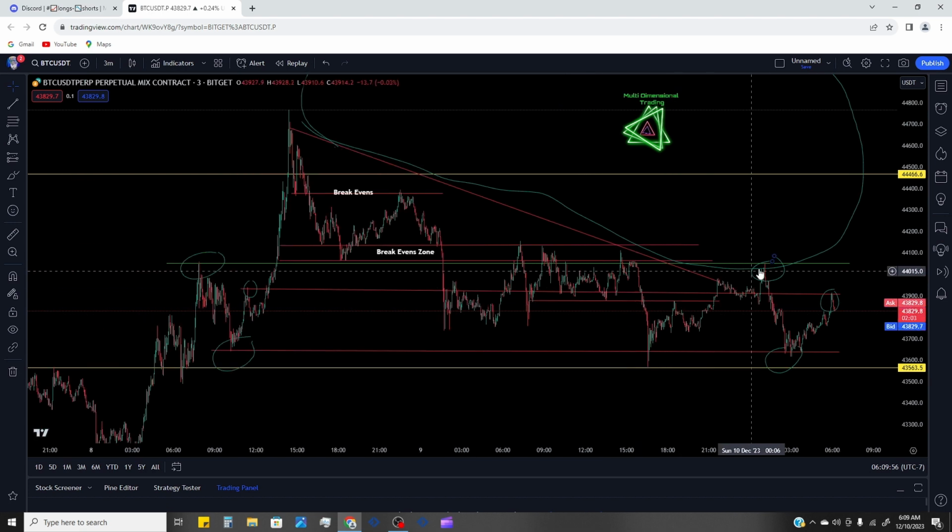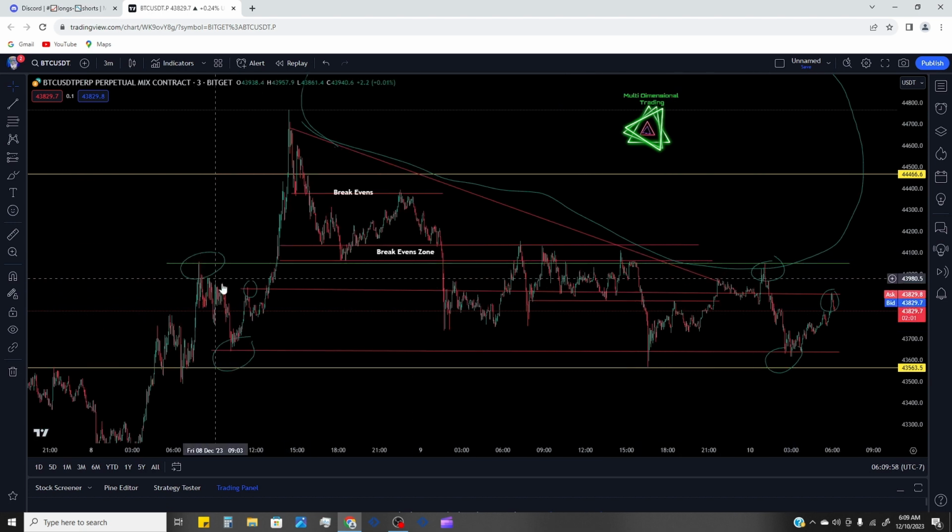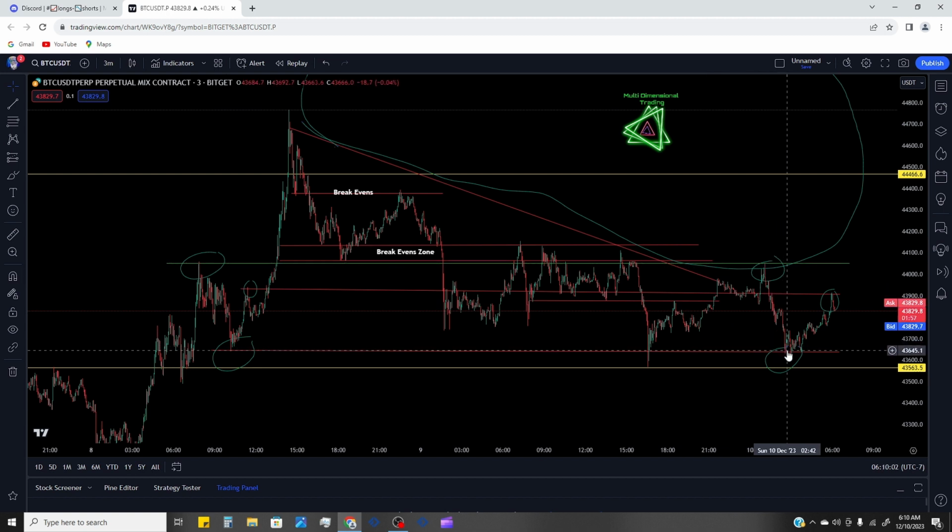And then also at equal highs. It fell here the last time. It also fell there the second time.